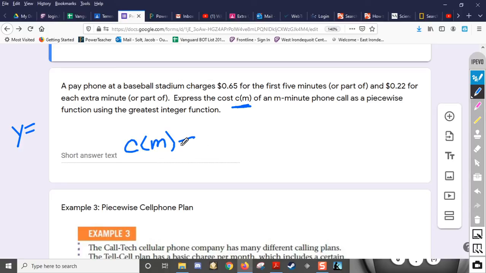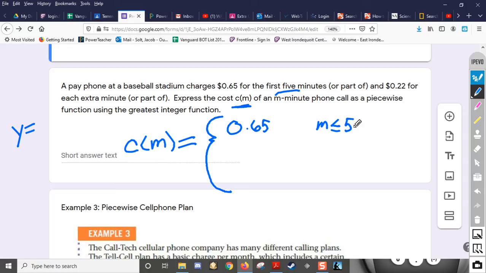Now I'm going to need this thing here, right? Because I'm going to have a couple different expressions. My first expression is really easy. It's going to be what? I'm saying that 65 cents for when the m is less than or equal to 5. Why 5? Because for the first 5 minutes, right? What I'm saying here is that the function, the cost of m, the C of m, is going to cost 65 cents whenever the minutes are 5 minutes or less.